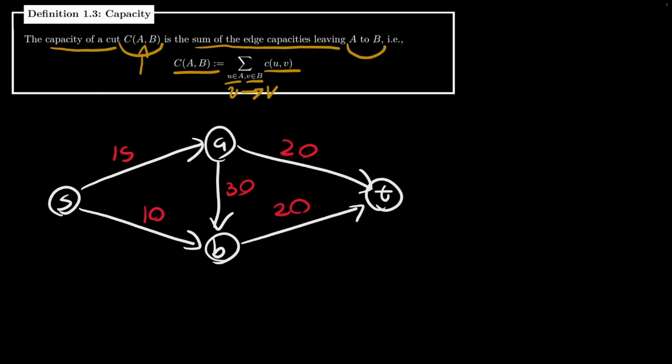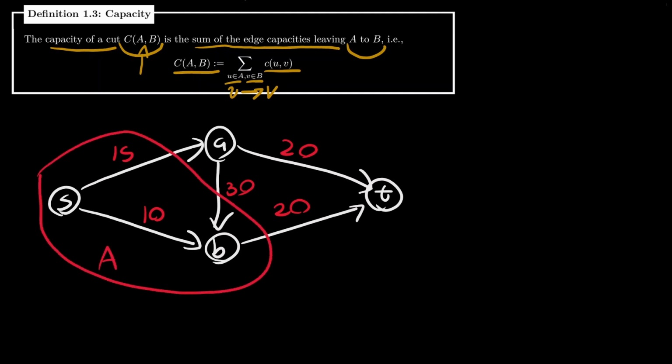Now, we are going to create an ST cut. Say we created this ST cut here. This is going to be A, and the B is going to be everything that is not A, so that's our B. And A is going to be equal to S, and our B here is going to be equal to a and t.